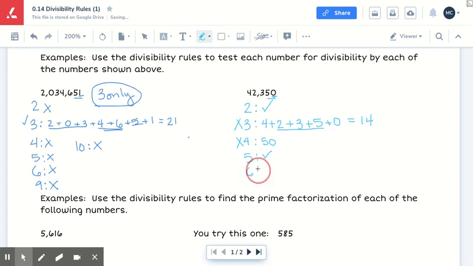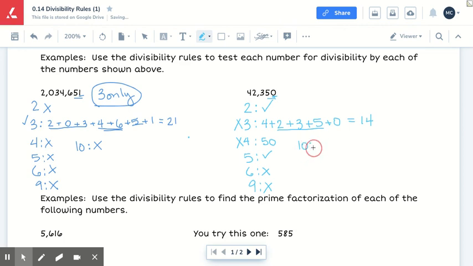For 6, to be divisible by 6, it has to have a check mark for both 2 and 3. This one has a check at 2, but not at 3, so it's not divisible by 6. For 9, I can go back and look at the work that I did on 3. If there's an X on 3, there's going to be an X on 9 also. If it's not divisible by 3, it can't be divisible by 9 either.